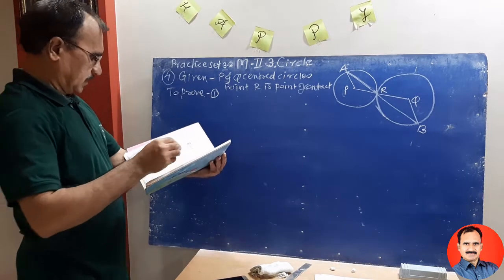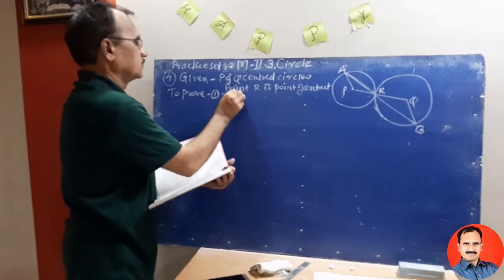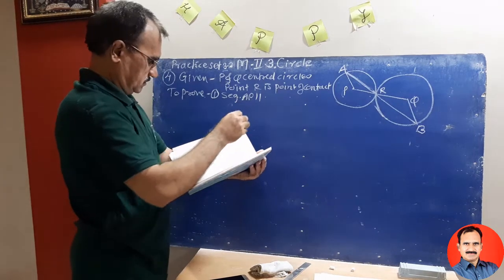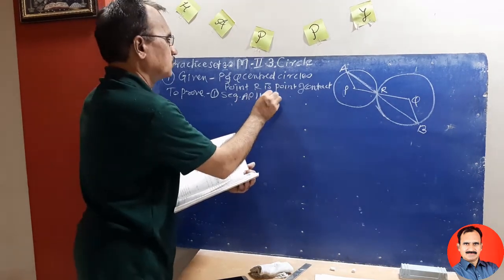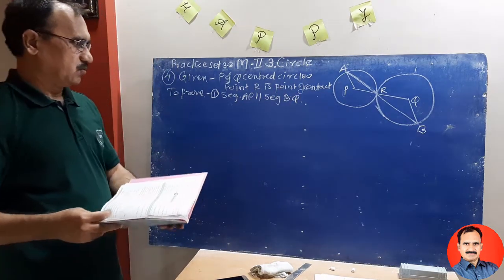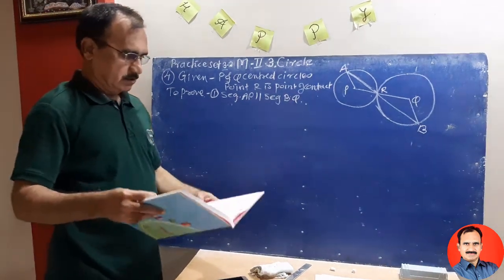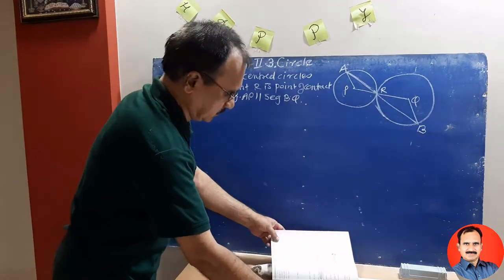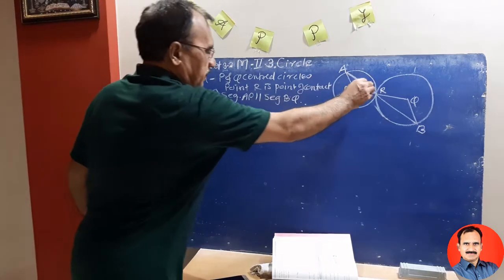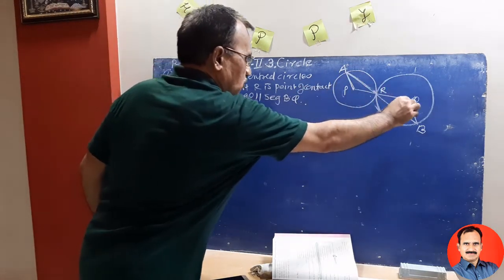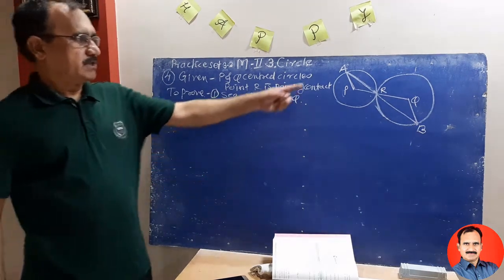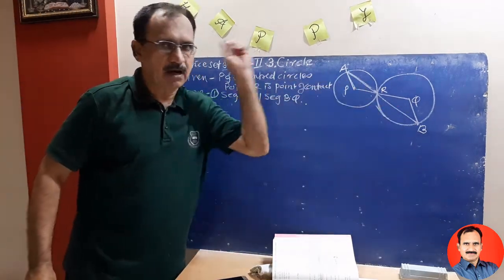First one, segment AP is parallel to segment QB. There are three things we have to prove here. First one is segment AP is parallel to segment QB. We have to prove these two segments are parallel.